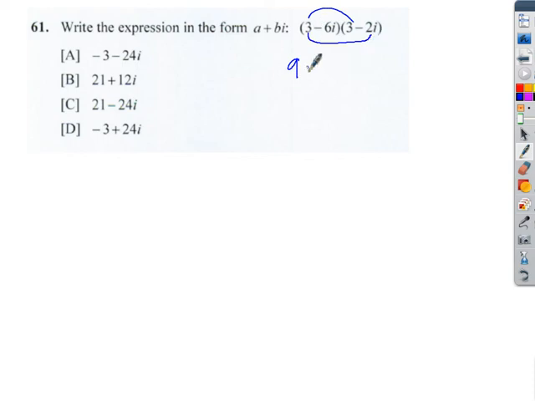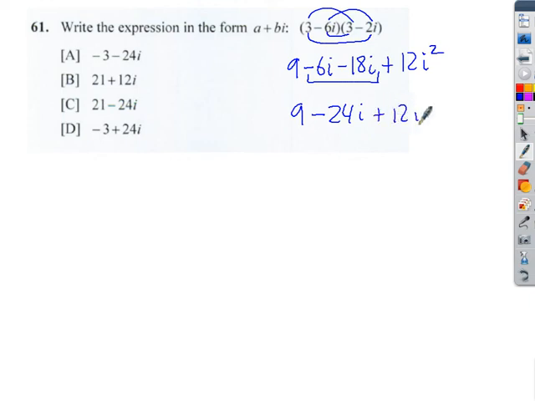Negative 6i. Inner, negative 18i. Last, negative times negative, that's plus 12i squared. I said treat it like a variable. Combine your like terms. 9 minus 24i, just like 6x and 18x would have been 24x, so this is negative 24i plus 12i squared.